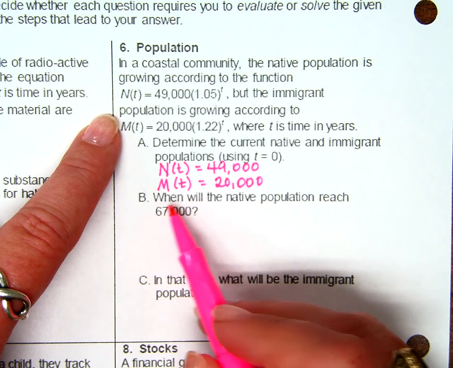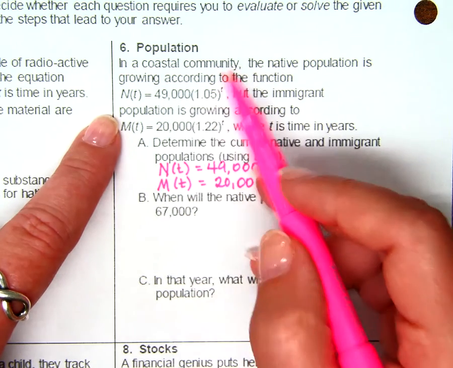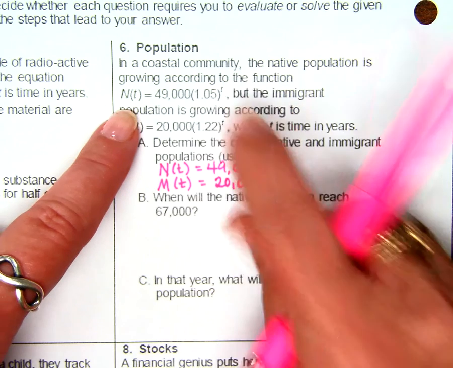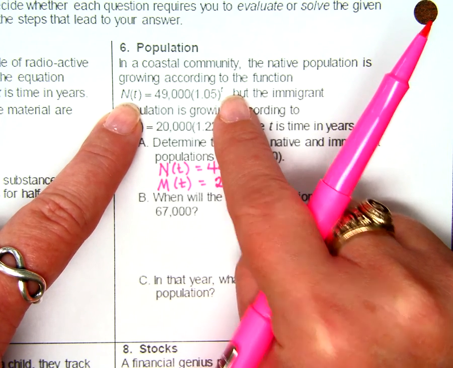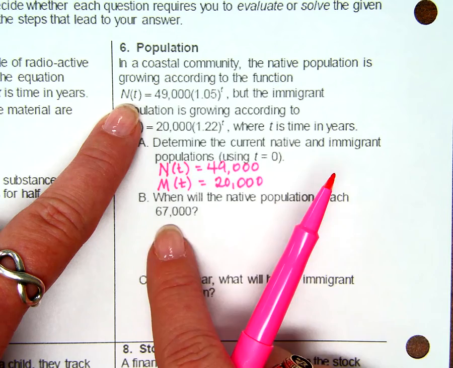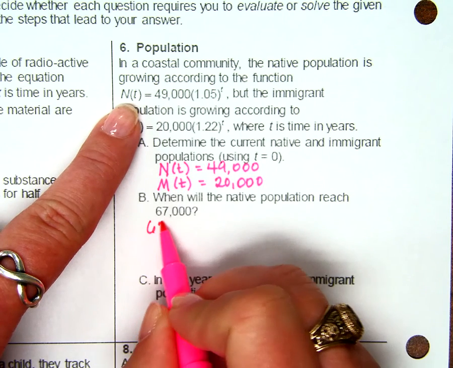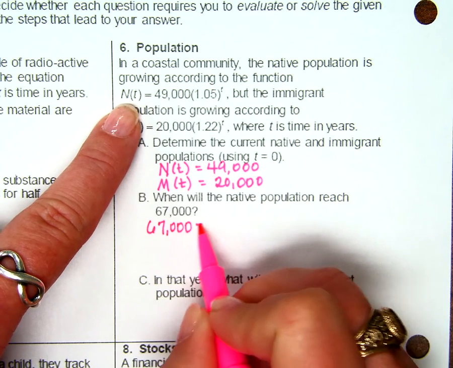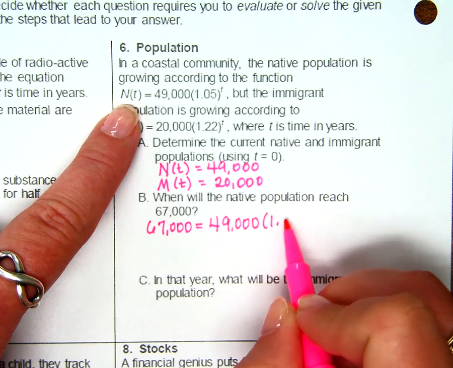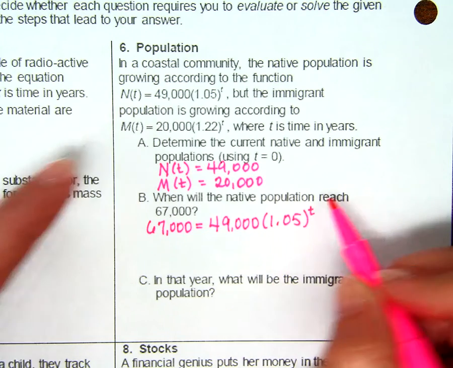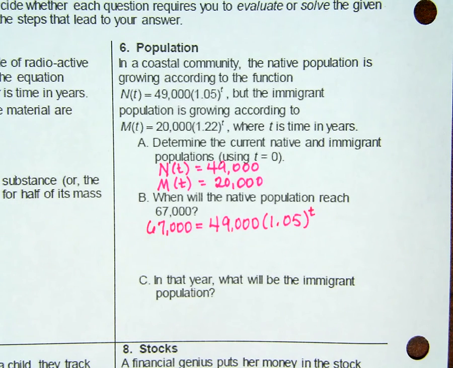So that's what we're solving for, right? We're solving for when, we're solving for t. So the only two variables in this problem are the t and the N of t. So don't I know the N of t now? So 67,000 equals 49,000 times 1.05 to the t power. Okay so far? So what do I need to do first to solve this equation?